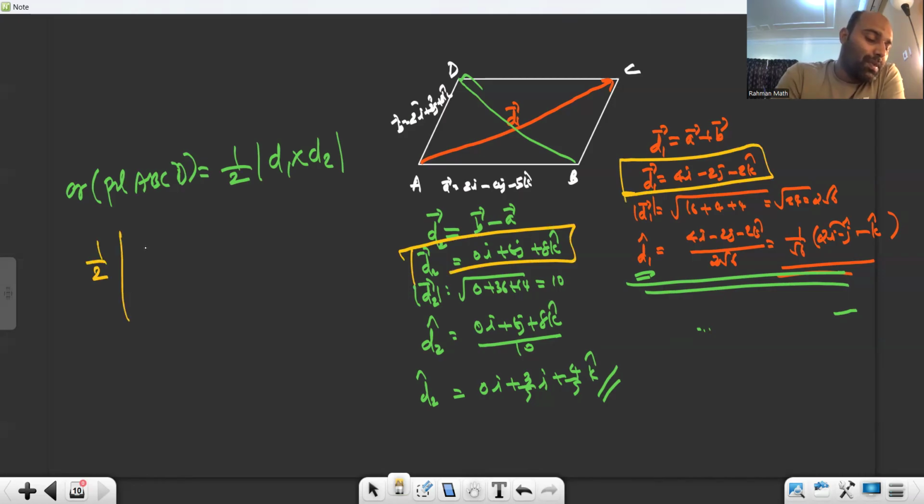So 1 by 2 times the determinant of i, j, k. D1 coefficients 4, minus 2, minus 2. Actually, if you want 2, you can commonly take it outside. That's a property of the determinant. If you didn't learn it, if any row or any column has something common, you can take it outside. That one property is there.